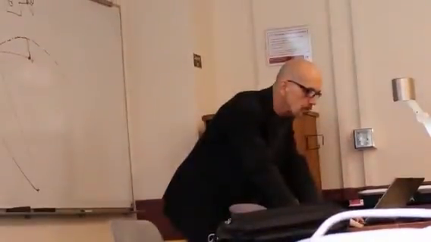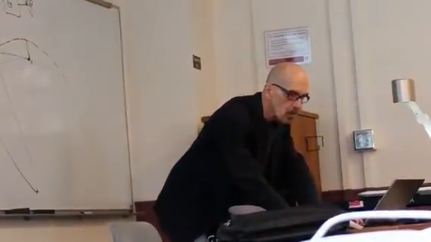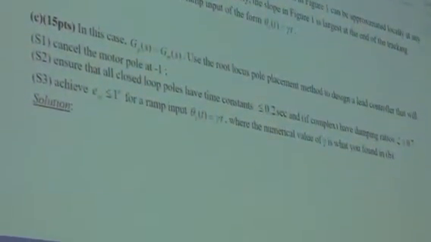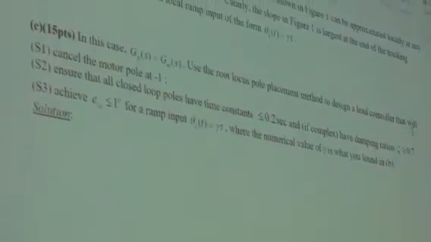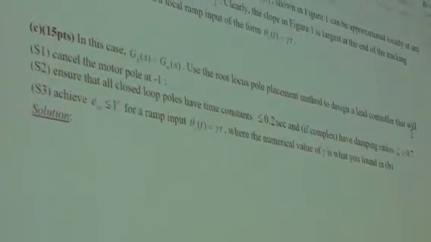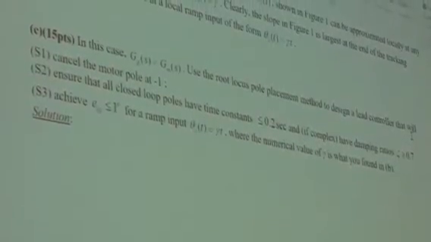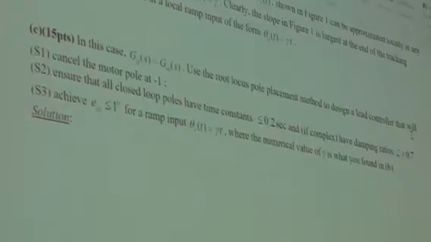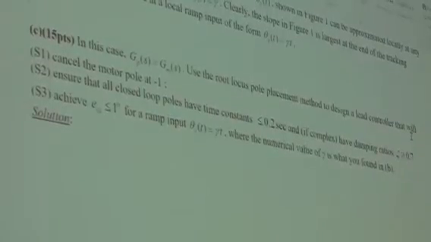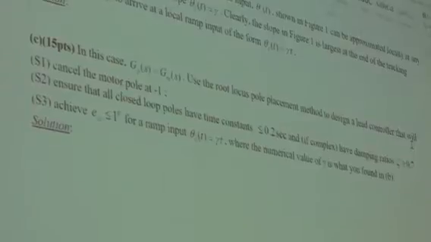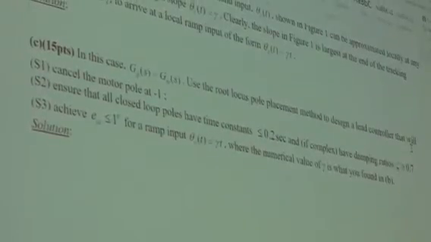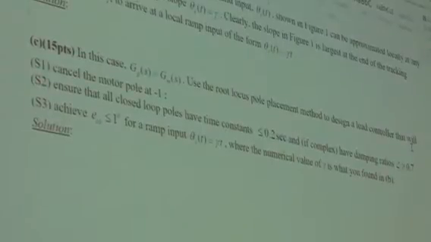So that's that one. This is where we get into the more current material, more hardcore. In this case, G sub D is G sub M, right? Use the root locus pole placement method to design a lead controller that will satisfy the following specs. First, it's going to cancel the motor pole at -1. I want you to do a pole zero cancellation. I want your controller to cancel that pole.